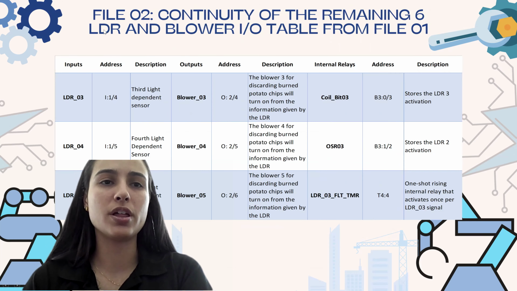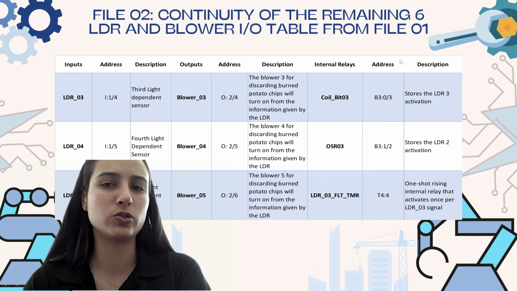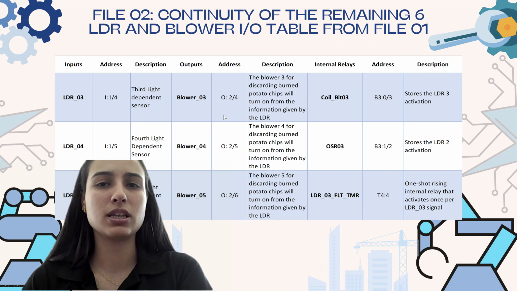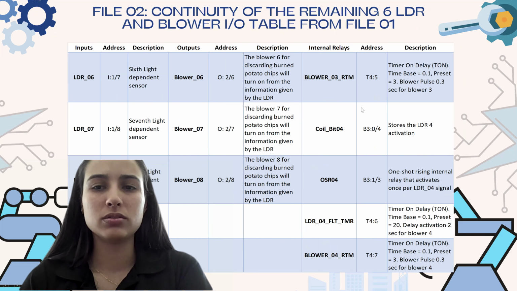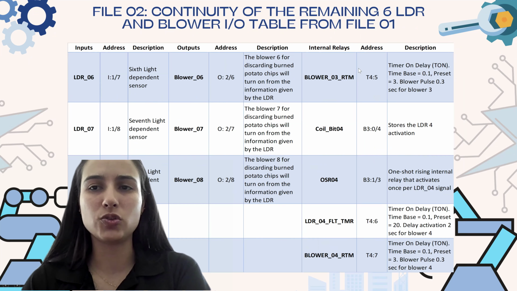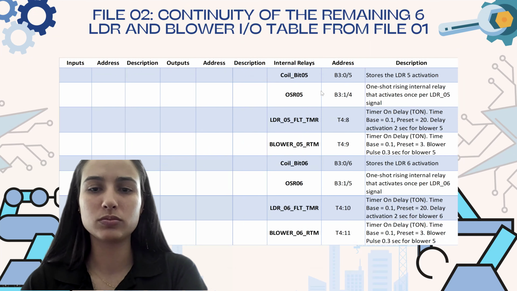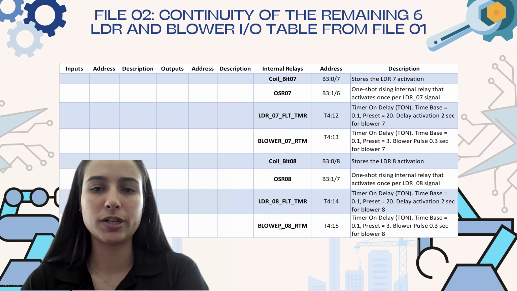Here I continue with the file 02, which is the continuity of the remaining 6 LDRs and blowers input-output table from file 01. It's the same explanation, only with the corresponding addresses. Everything is the same, only the addresses change. Up to blower 8, LDR 8, blower 8. The last timer is 15, the address 15.